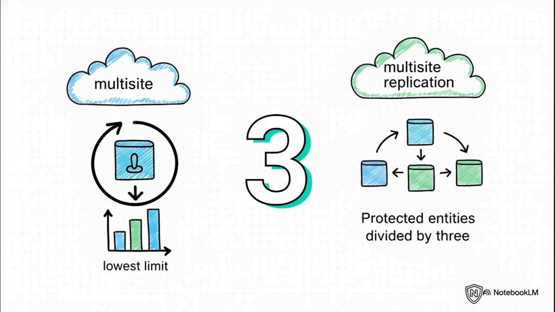And it goes even further. To account for the overhead of that multi-site replication topology, the maximum supported number of protected entities in that policy is divided exactly by 3. So if a test question asks for the maximum protected entities in a multi-site scenario, remember your steps: find the lowest limit, and divide it by 3.